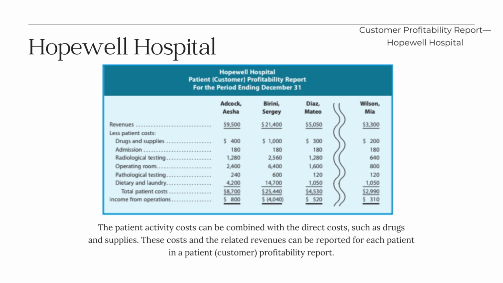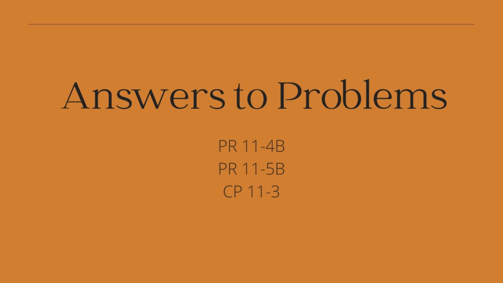For example, there was a large loss on services provided to patient Sergi Berini. Investigation might reveal that some of the services provided to Berini were not reimbursed by the insurance. As a result, Hopewell might lobby the insurance company to reimburse these services or request higher insurance reimbursement on other services.